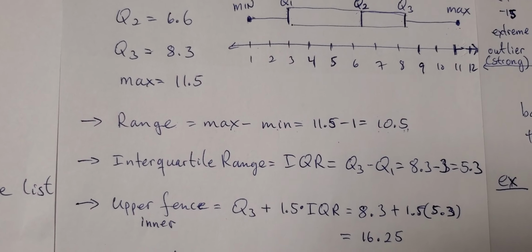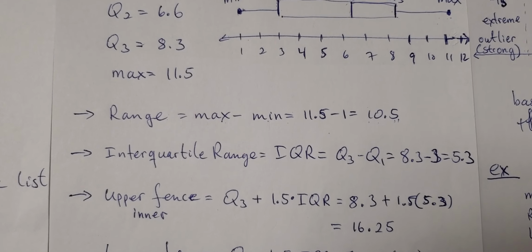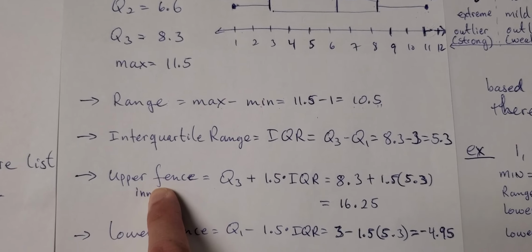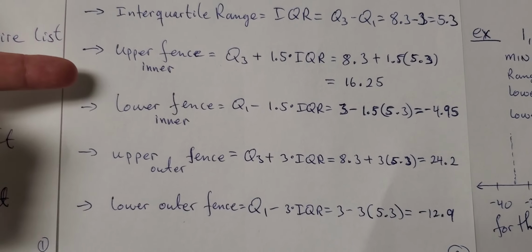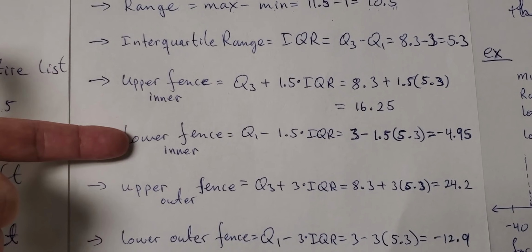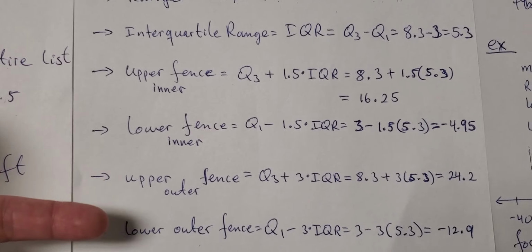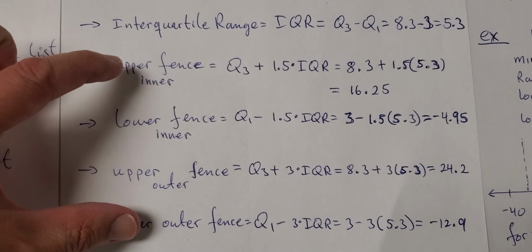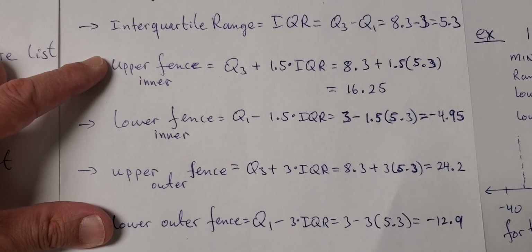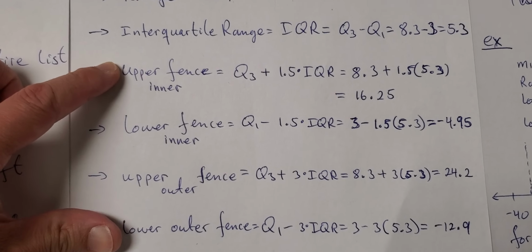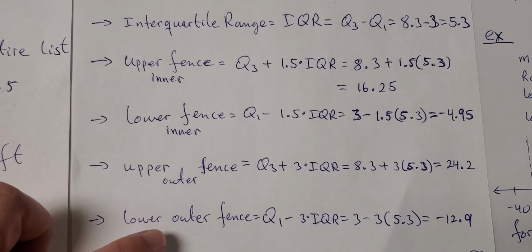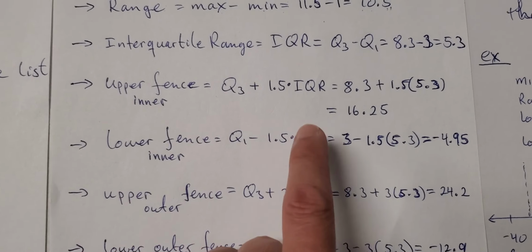Okay, next we need to find the upper fence. Now to find the upper fence, the reason why we need the upper fence, and let me show you the rest before I explain. We need to find the upper inner fence, the lower inner fence, the upper outer fence, and the lower outer fence. The reason why we need these 4 is to figure out, is there an outlier? So we need to find these 4 right here to find the outlier. And the formula is very easy.